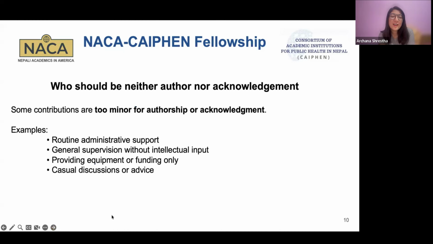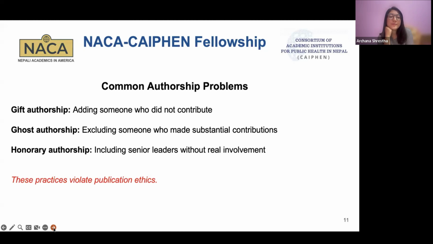Okay, next. So who should be neither author nor acknowledged? Too minor for authorship or acknowledgement: routine administrative support, general supervision without intellectual input, providing equipment or funding only, and just very casual discussions or advice. Then you don't even need to acknowledge, and authorship is far away. Okay, so common authorship problems are gift authorships, adding someone who did not contribute. I say absolutely no to that. So, as Sadip said, be bold and say absolutely no.